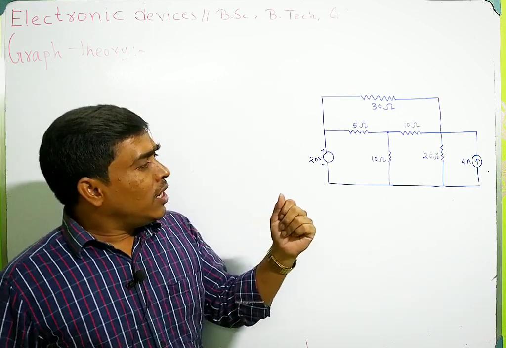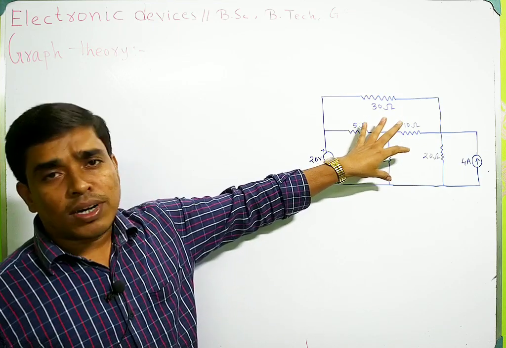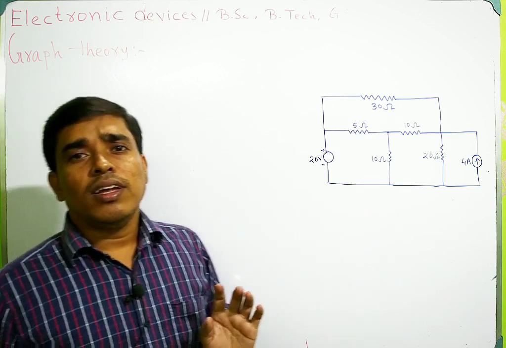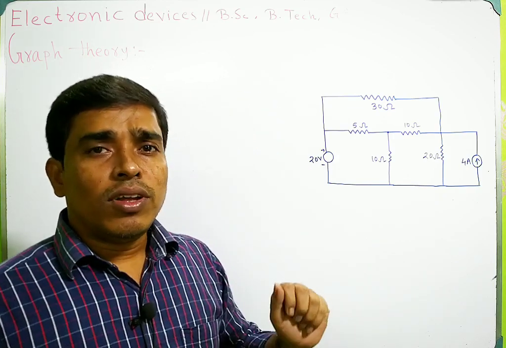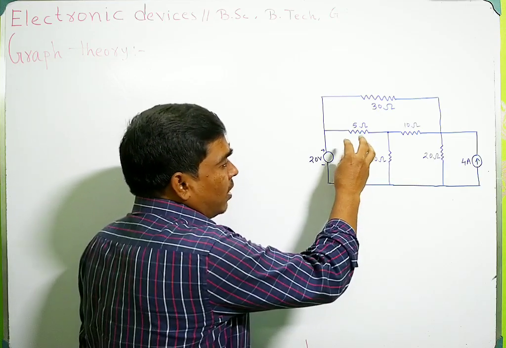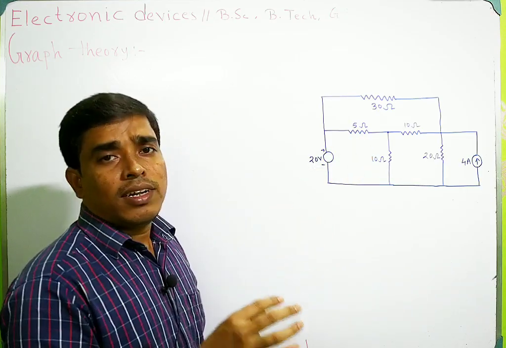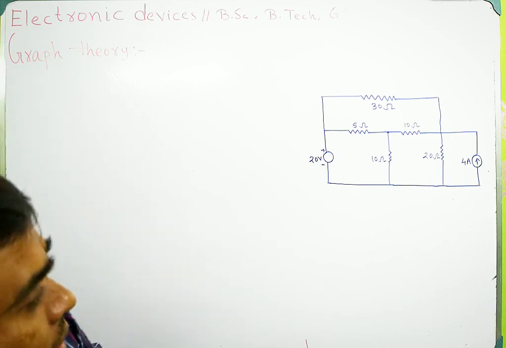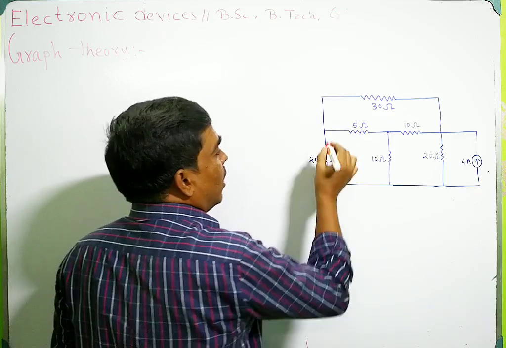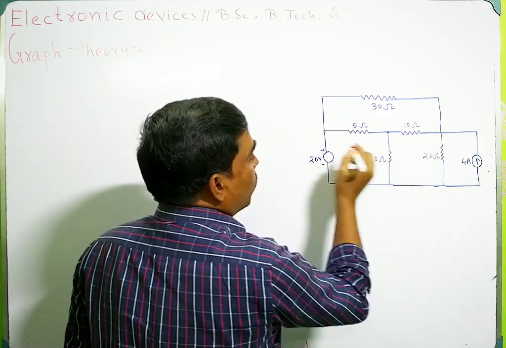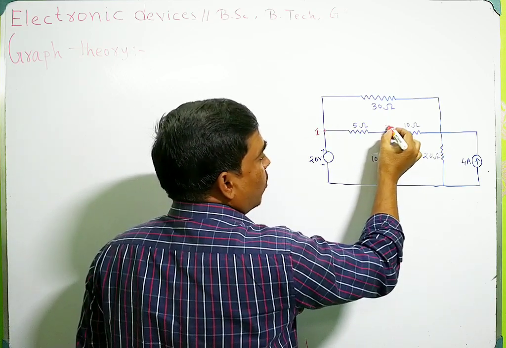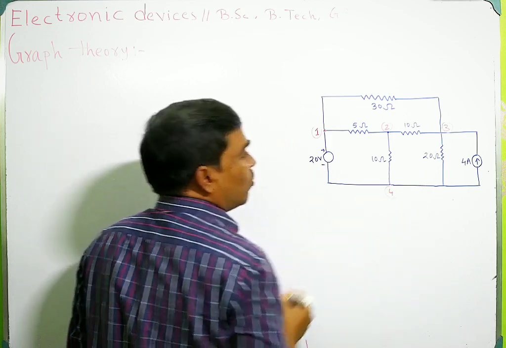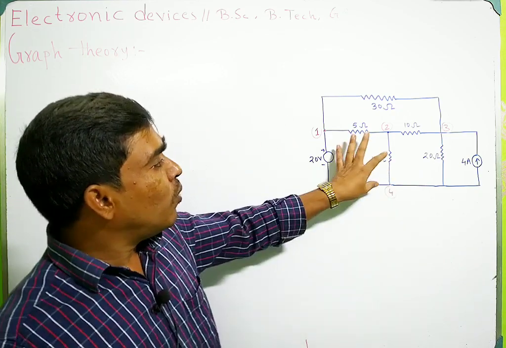But it will be easy for me to analyze this network by converting it into its equivalent graph. So how to convert this network into its equivalent graph, we will discuss here. Now this network has 4 nodes. This is node number 1, this is node number 2, this is node number 3, and another node is 4. So this network has 4 nodes.